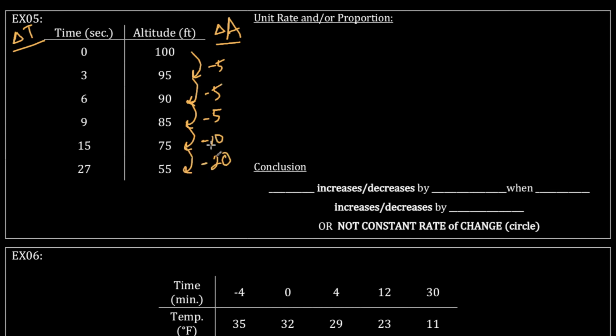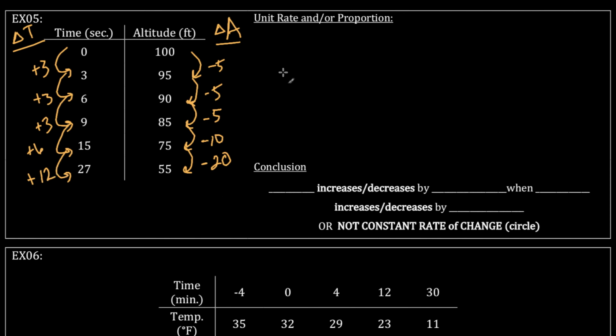Does that mean it's wrong? No. Does it mean it's not constant rate of change? No, it could still be constant rate of change. I just need to check this side. +3, +3, +3. That's a good sign because the 5s and the 3s go together. +6, +12. So this is going to look a little different.